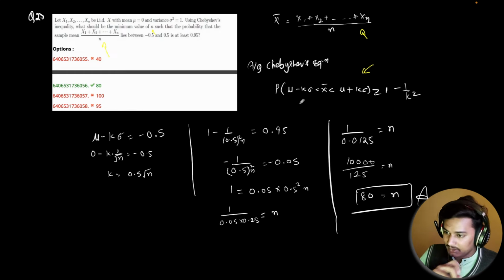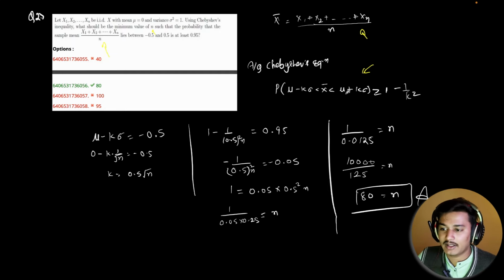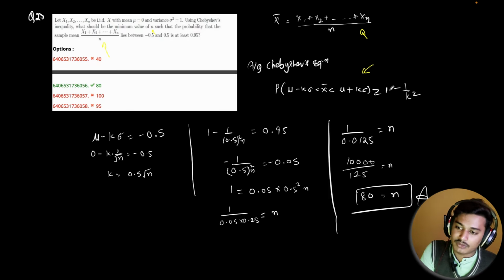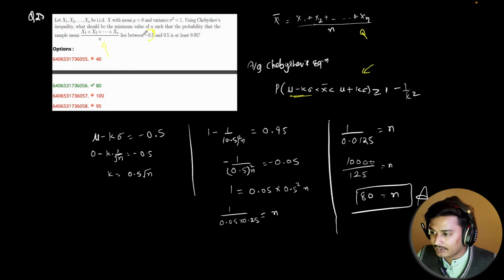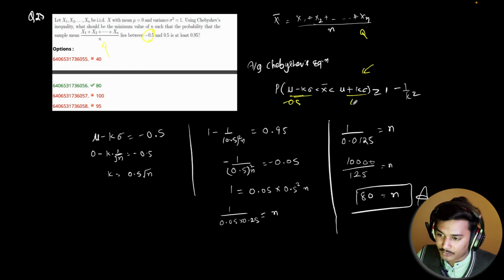So the sample x mean will be greater than mu minus k sigma and less than mu plus k sigma, and it will be greater than or equal to 1 minus 1 upon k square according to Chebyshev's inequality, right? Now this will be equal to minus 0.5 as given here, right? And this will be 0.5, right? So this will be minus 0.5 and this will be 0.5 as the sample mean will lie between these two, right? And at least 0.95. So this will be 0.95, right?